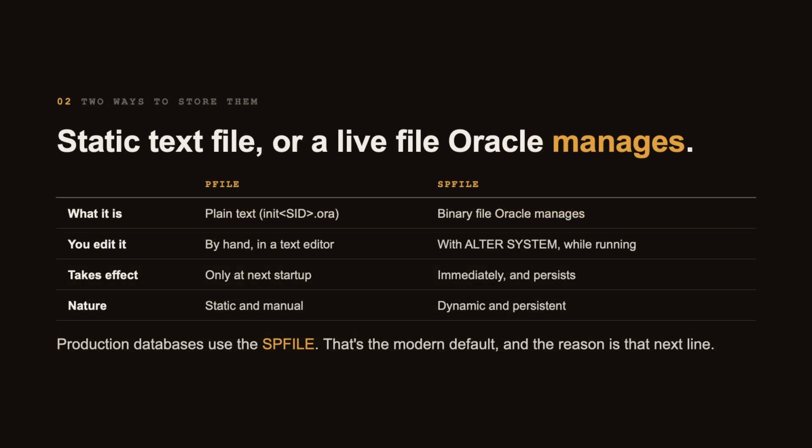Parameters can be stored two ways, and the distinction is a classic question. The older form is the PFILE, a parameter file, a plain text file traditionally named init.sid.ora. You edit it by hand in a text editor, and any change only takes effect at the next startup. The modern form is the SPFILE, the server parameter file, a binary file that Oracle itself manages. Its big advantage is that you change parameters with the ALTER SYSTEM command while the database is running, and Oracle records the change so it survives restarts.